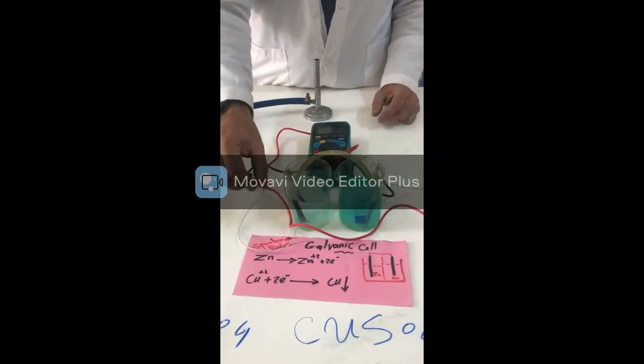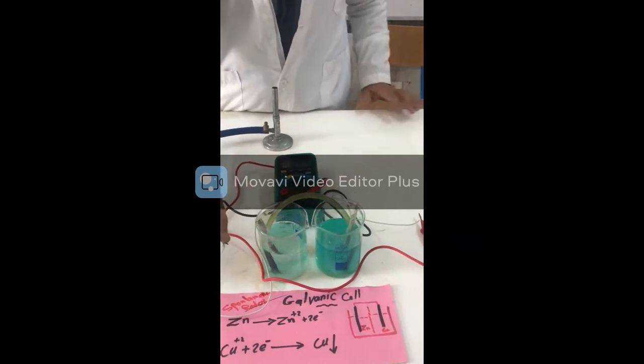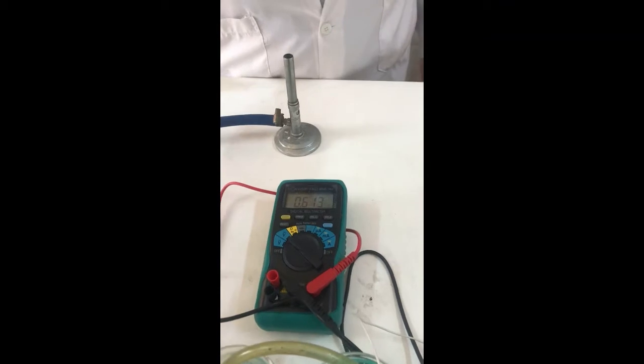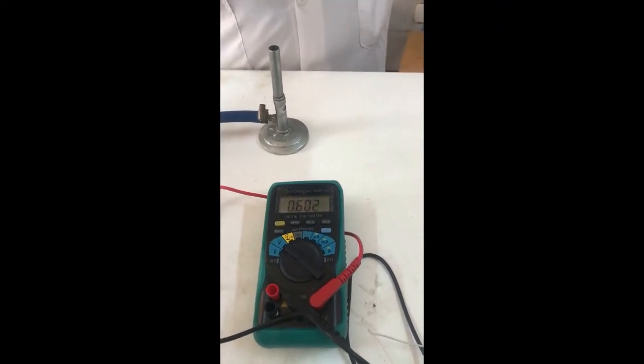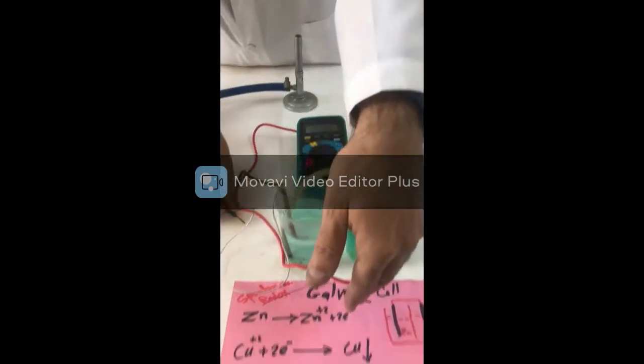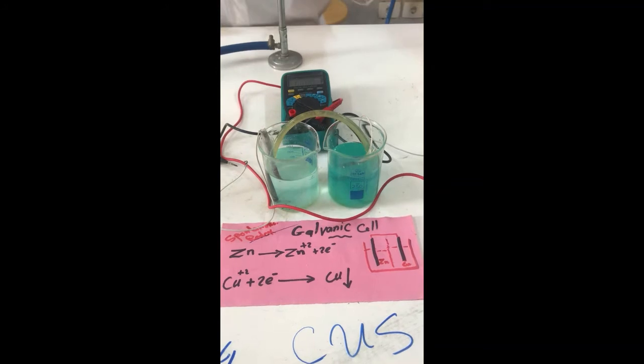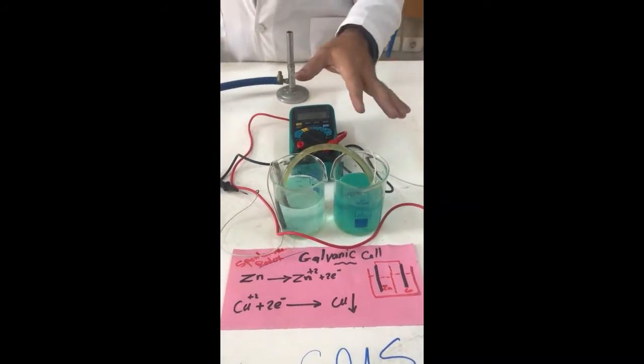And if we connect, we can measure the potential difference between the two electrodes. So we have oxidation reaction and reduction reaction. We can see that zinc is oxidized and the copper is reduced, and so we can produce a potential difference between these two half cells. It is called a galvanic cell.